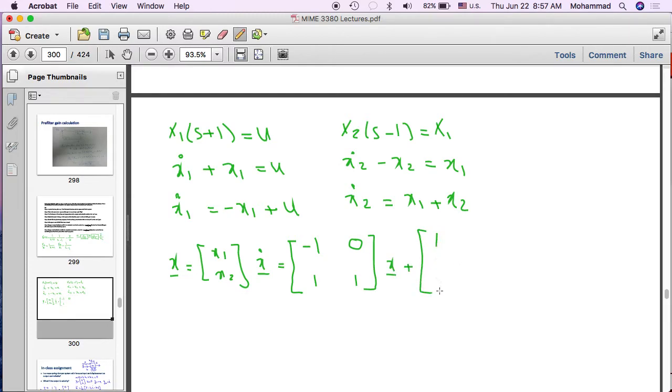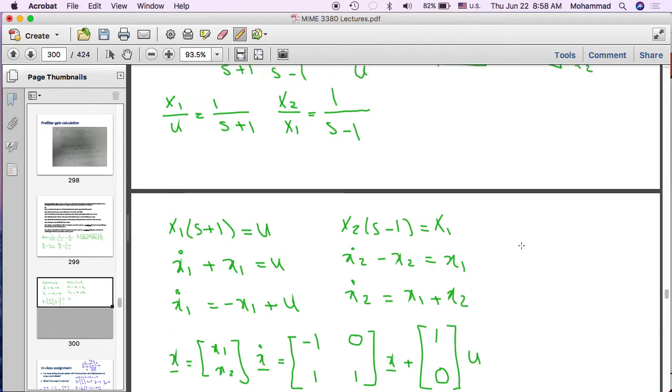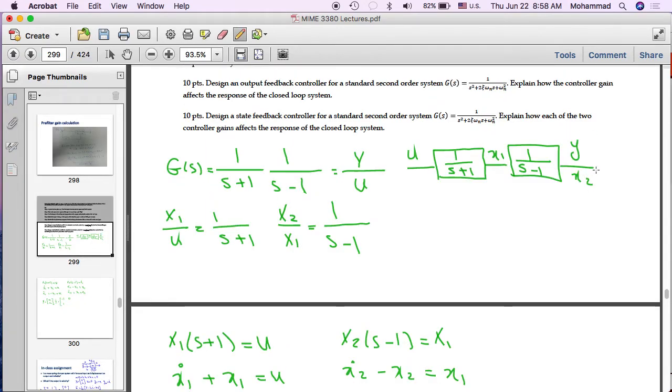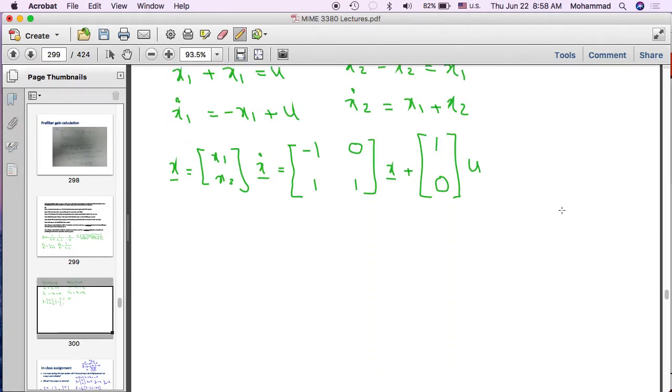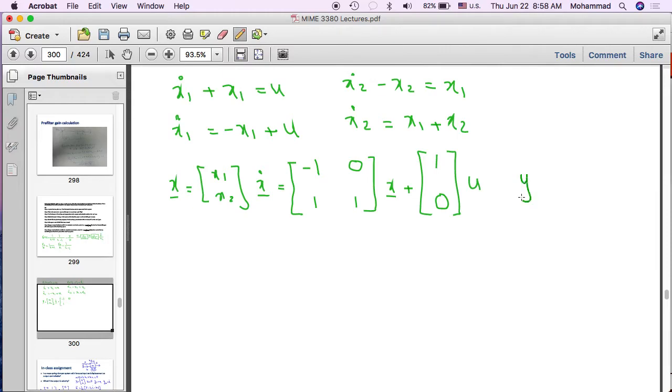So we have 1 for x1 dot and 0 for x2 dot. So we have A and B matrices. Now the way I have it is, if you look at the block diagram, x2 is equal to y. So y therefore is 0, 1 times x.